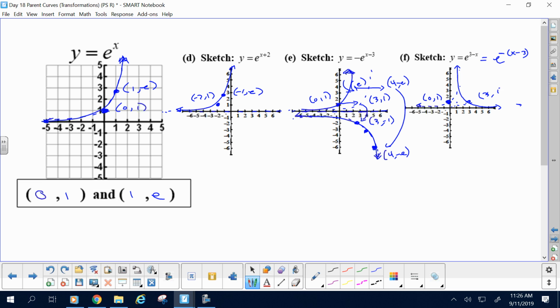Let's check that in our equation. If I put in 3, I get e to the 0, or negative 0. E to the negative 0 is e to the 0, which is 1. So is that point at least in the right place?